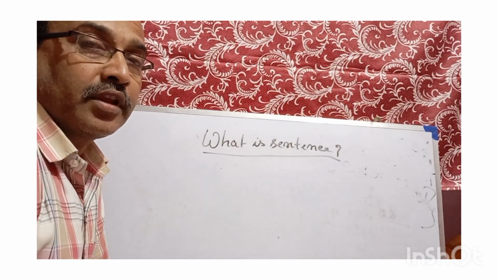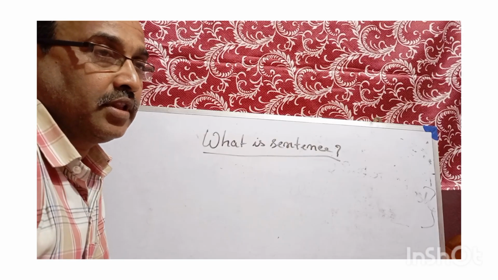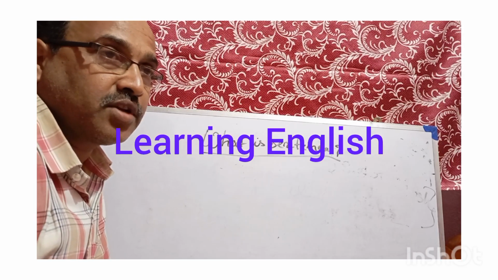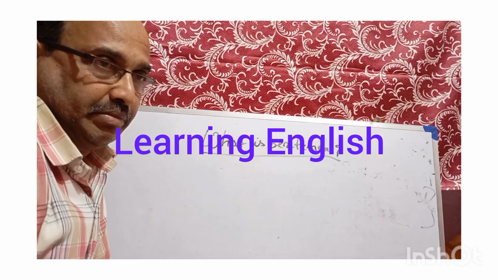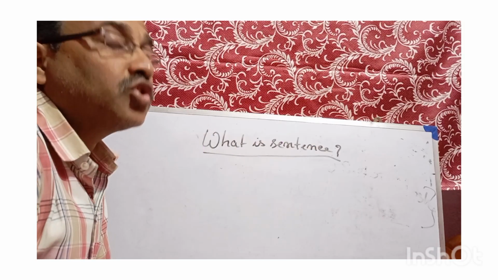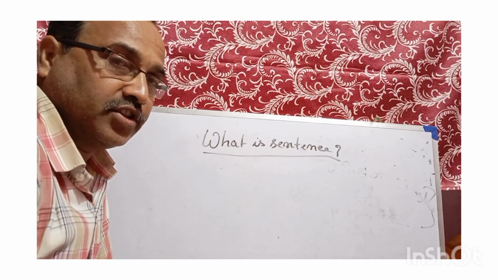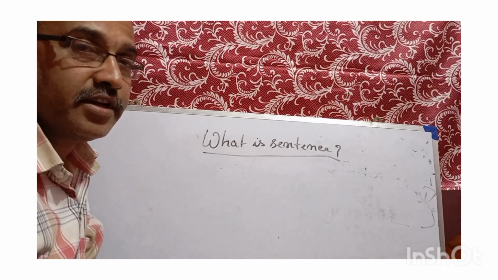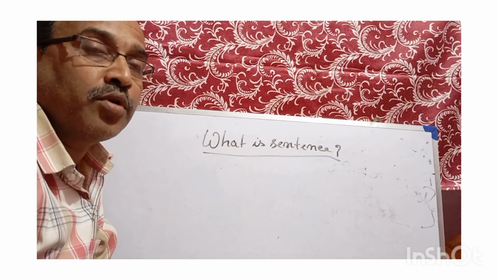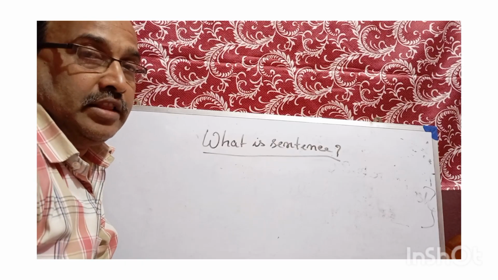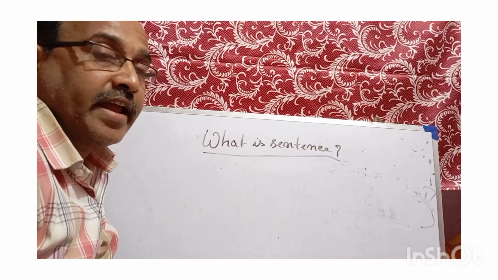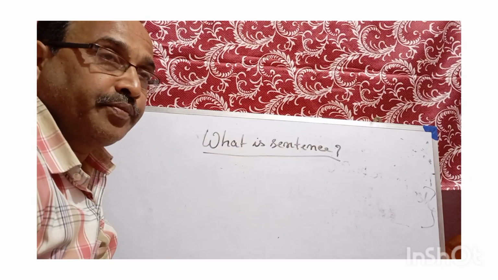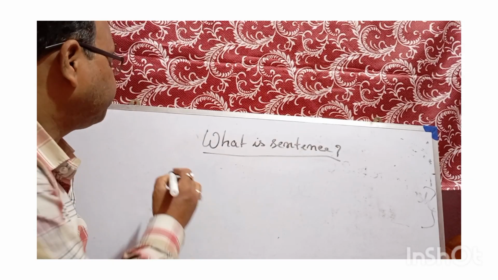A sentence is called a group of words that are placed side by side, and it must have a meaning. The meaning must be complete, so it is called a sentence. I am writing about a sentence. What I have said: a sentence is a group of words or phrases that are placed side by side and expresses a complete meaning. This is called a sentence. I am giving more examples.